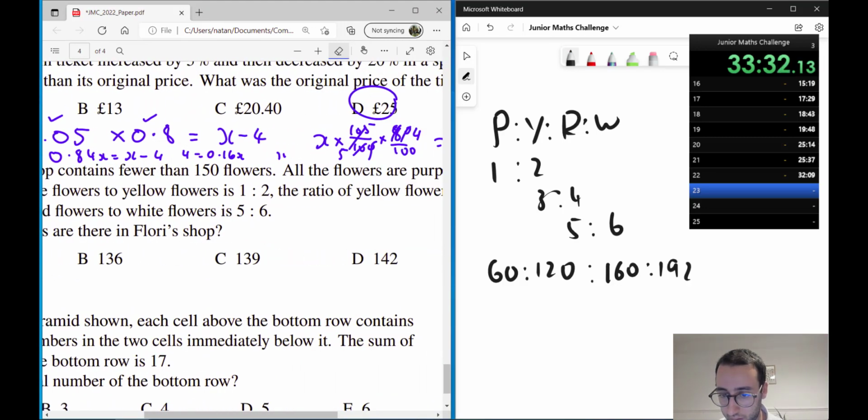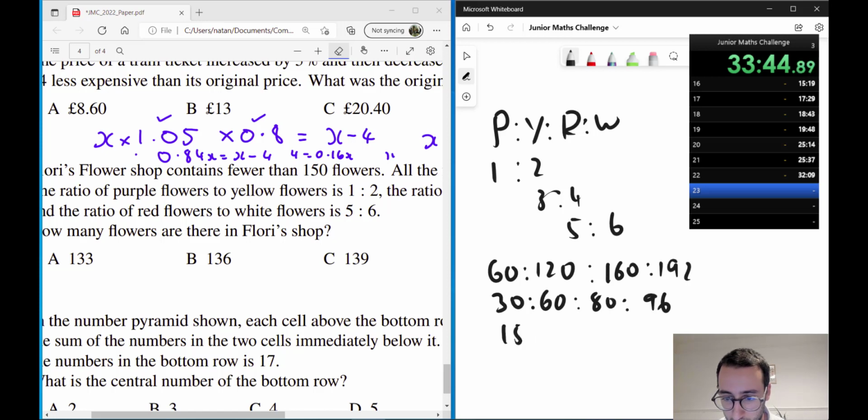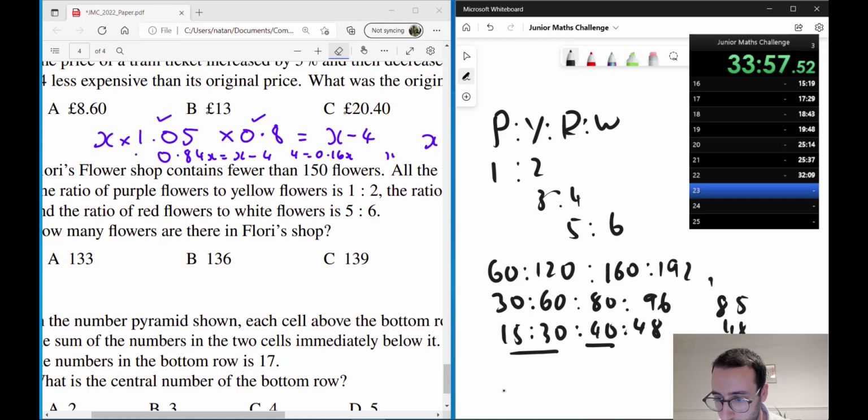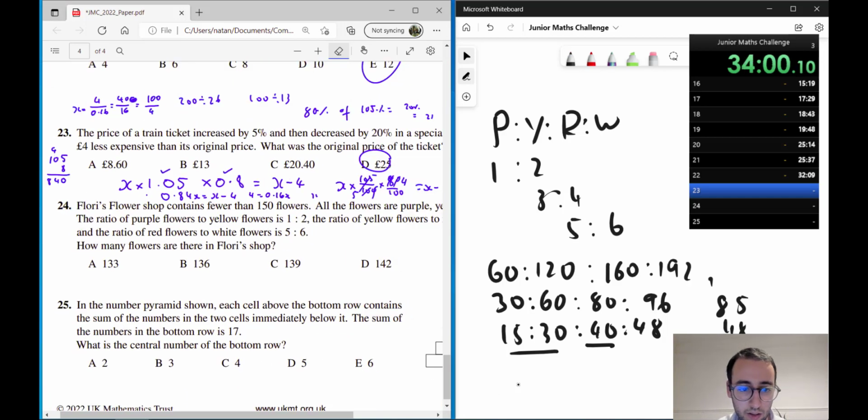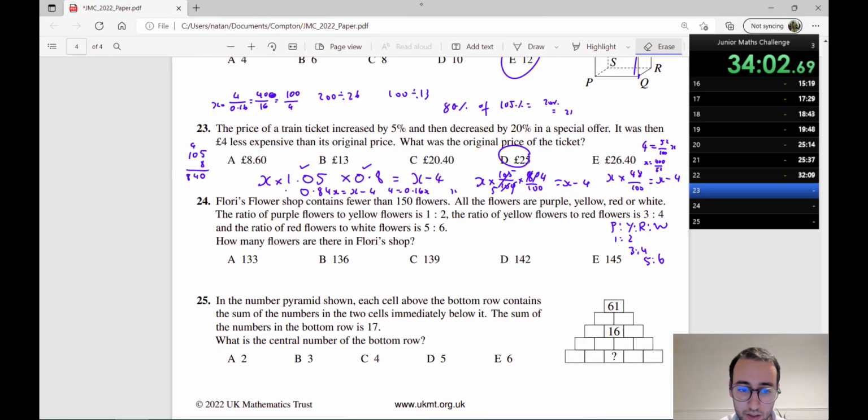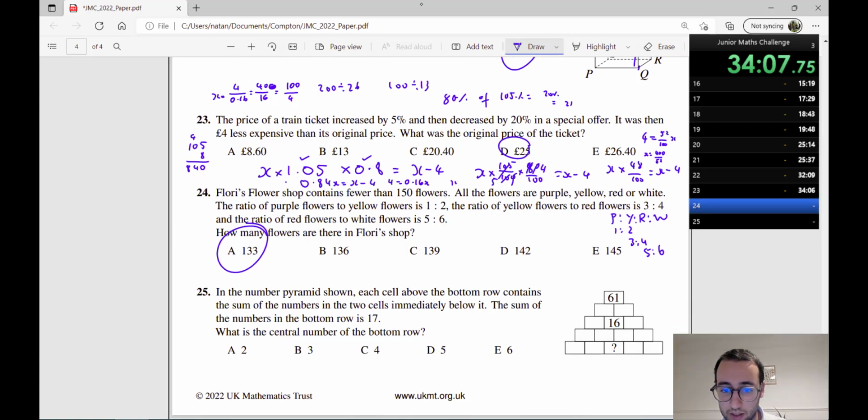So if it's 150, so 30 to 60 to 80 to 96. I think that's still too big. 15 to 30 to 40 to 48. So that's 45, 85, add 48 is 133. Oh, thank God. Thank the Lord. Okay, I got 2 questions left.